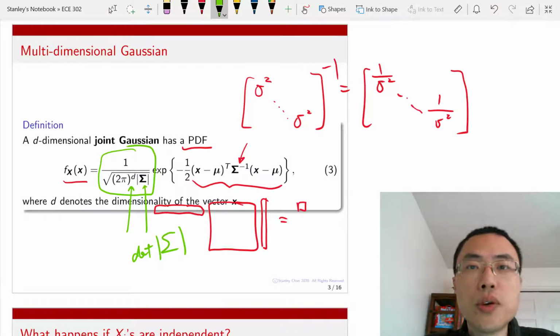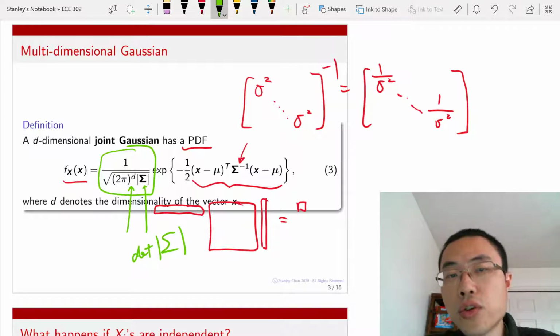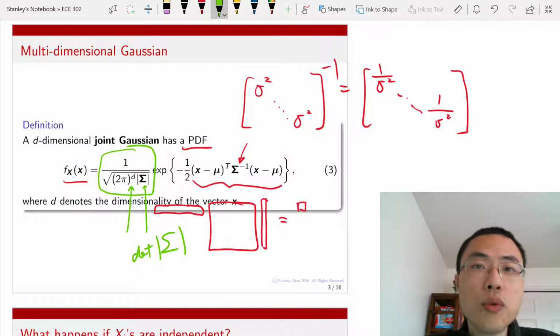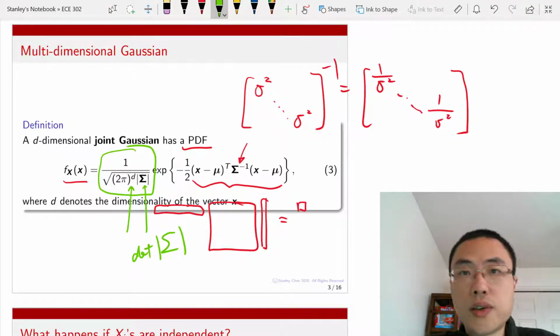A few things that we want to study. Number one, we want to know what will happen if all these random elements of the vector are independent. Are we able to obtain something much simpler? And if yes, what will they look like?